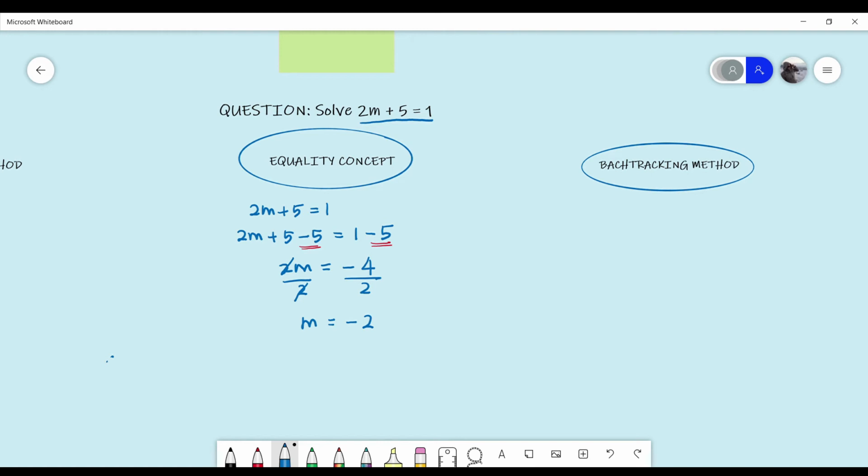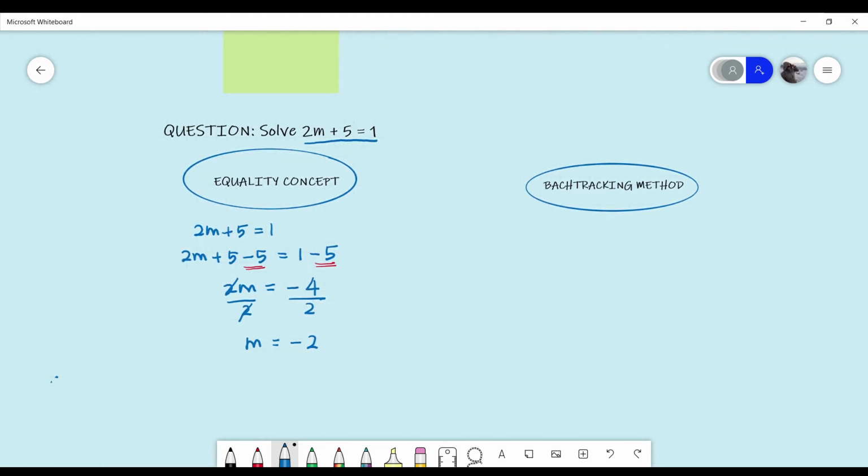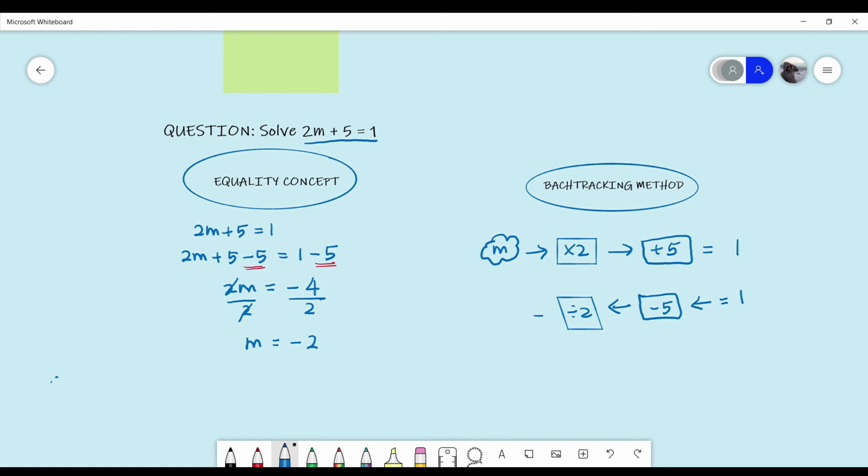That is equality concept. Okay, so for backtracking method, 2m plus 5 means we have to start with our variable. From m, we are going to multiply with 2 first. Okay, after that we plus 5. That is what is in the equation. Then we have the answer, which is 1. So backtracking method, we start with the back one. 1, turn back. Okay, plus 5 will become minus 5. Okay, and then turn back, times 2 will become divide by 2. And so we have our answer m.